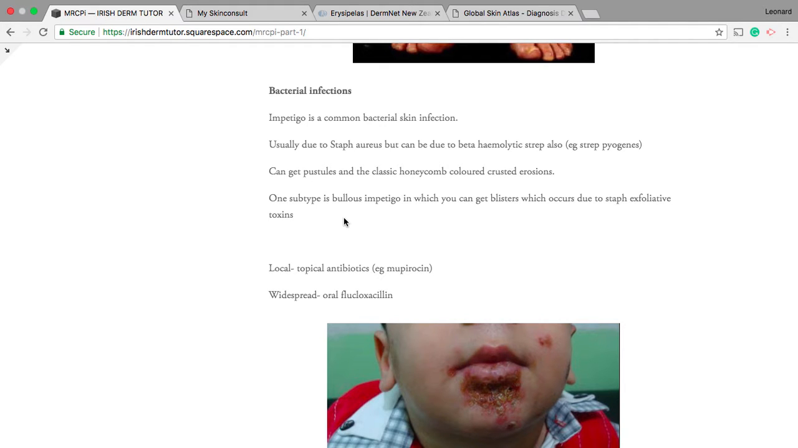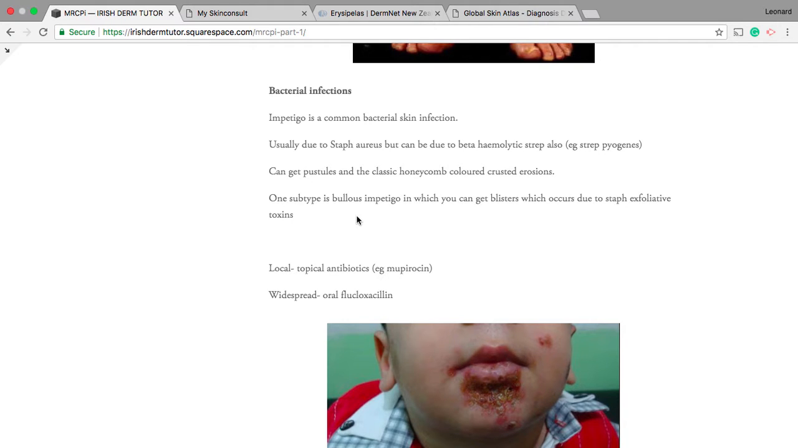Now I'm going to talk a little bit about skin infections, and I'll start with bacterial infections. So impetigo is a common bacterial skin infection. It's usually due to Staphylococcus aureus, but it can be due to beta hemolytic streptococcus such as Strep pyogenes. You can get pustules, and then you often get these classic honeycomb coloured crusted erosions.